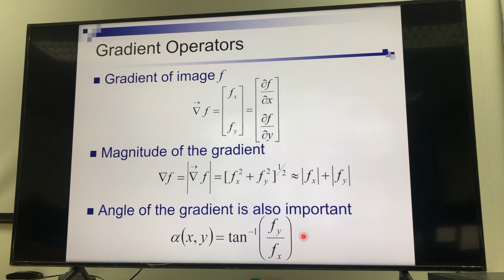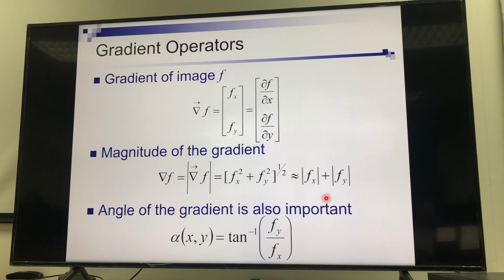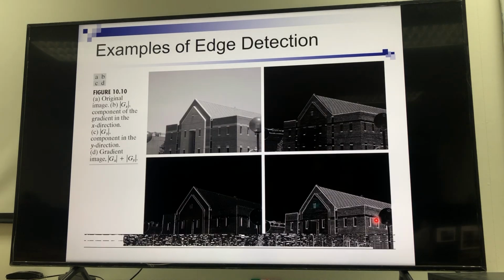Okay, could be both. However, this one is actually the magnitude and the angle are both nonlinear, right? A lot of times you want to use the linear mask, okay? And we have mentioned it. You have Roberts Cross, you could have Prewitt, or you could have Sobel. So slightly different, okay?